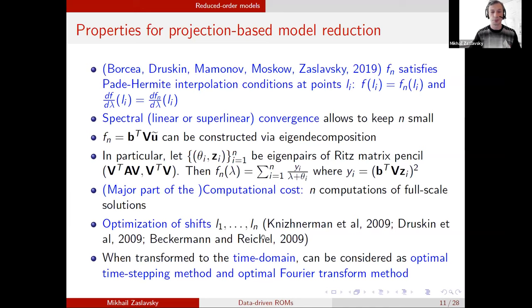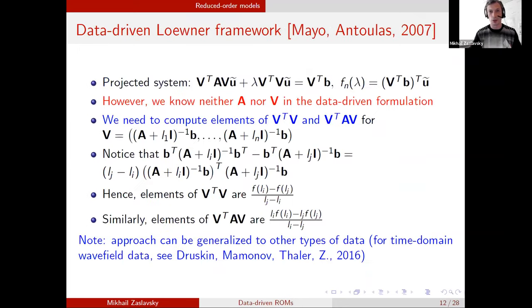And then, what's the benefit of doing that? Essentially, if we transform it to the time domain problem, it can be considered as the optimal method among all time stepping methods and all Fourier transform methods. So basically, this choice, this Galerkin projection formulation for the optimal choice of the shifts, can be considered as optimal among all these methods. So that's for the model based reduced order model.